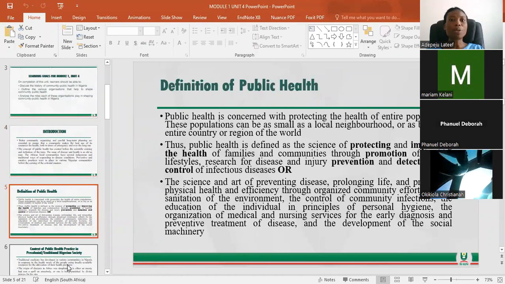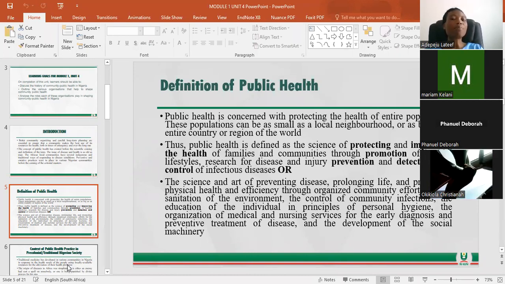We understand that public health is as old as disease, as old as mankind. But then when we define public health, we said it concerns the protection of the health of the entire population. So in terms of public health, this concept is more concerned with the health or the well-being of the entire population.